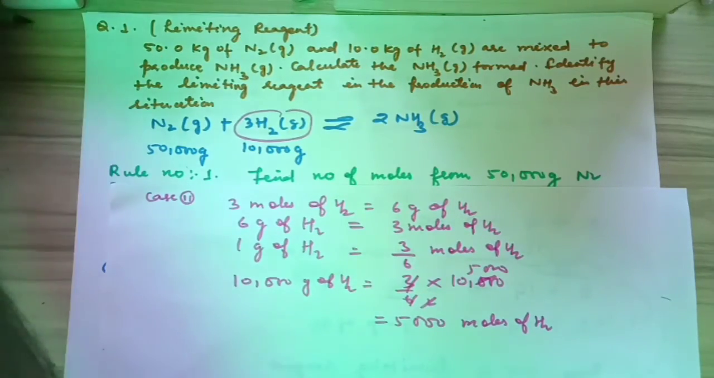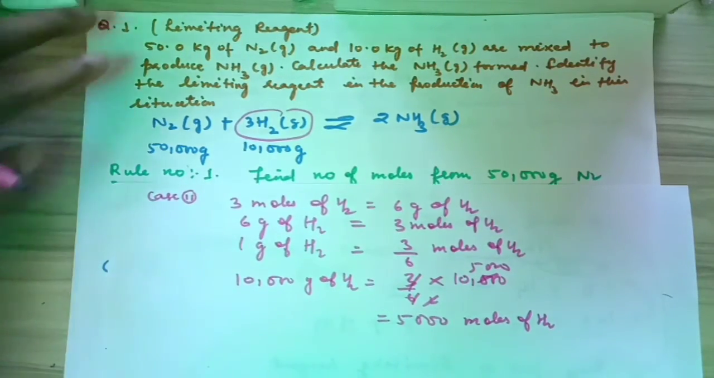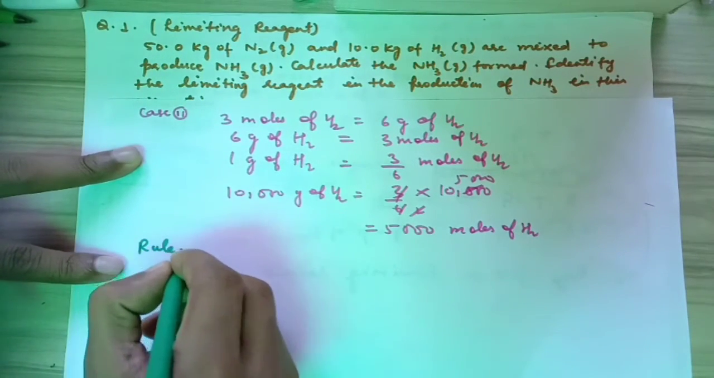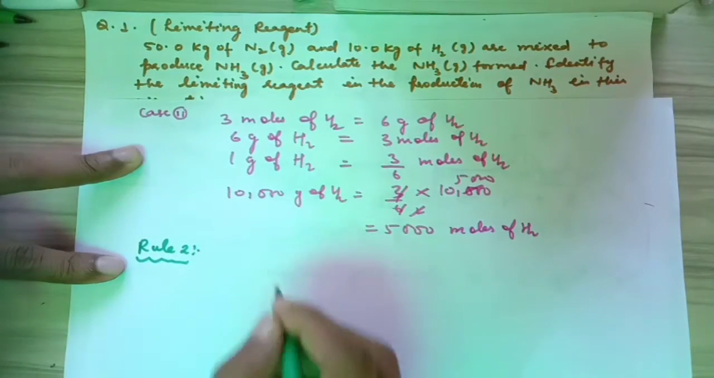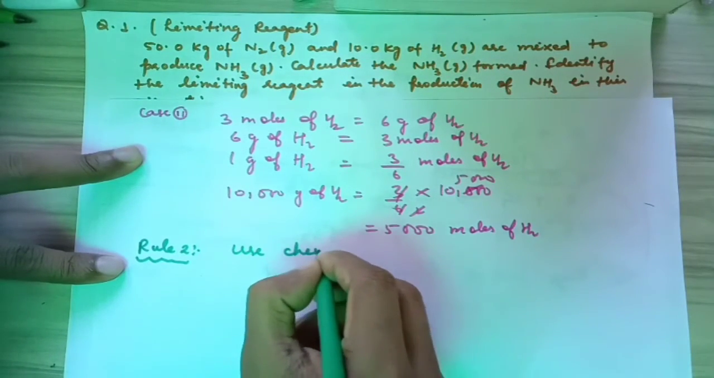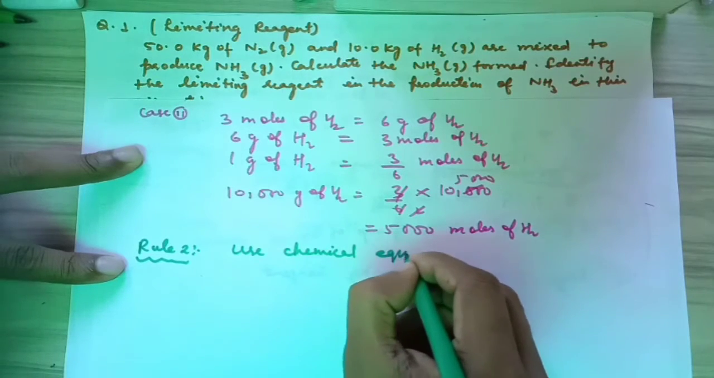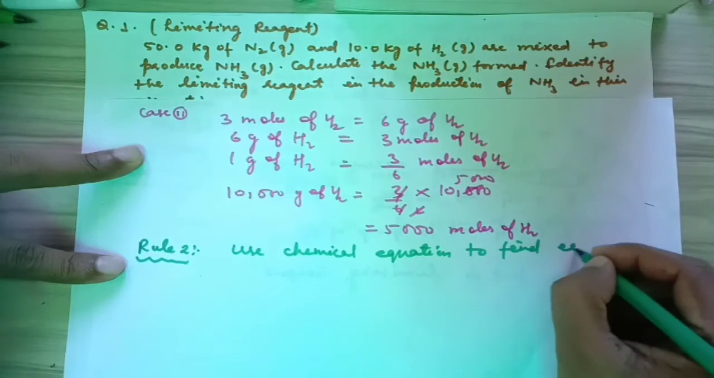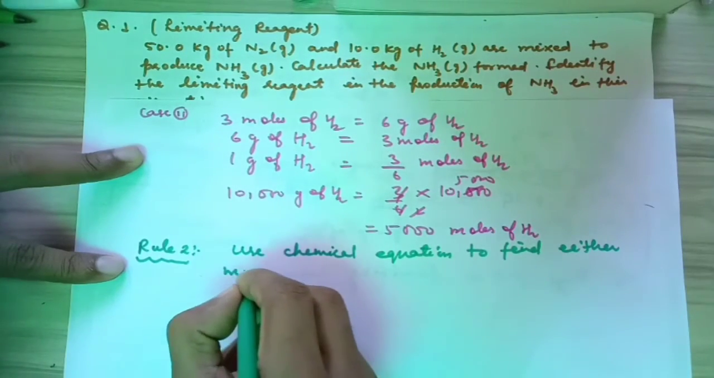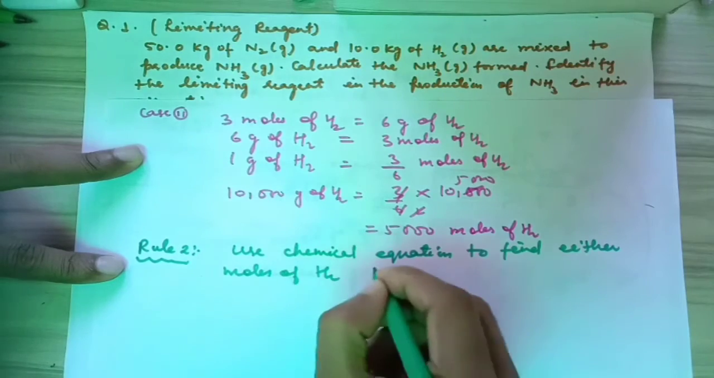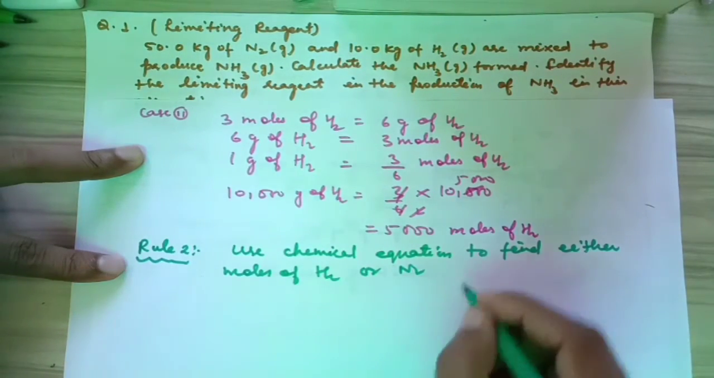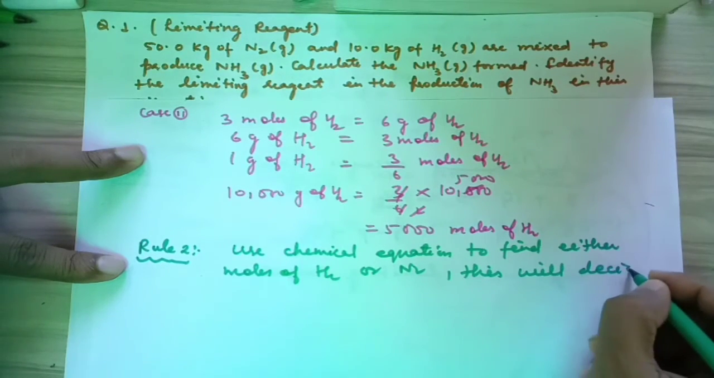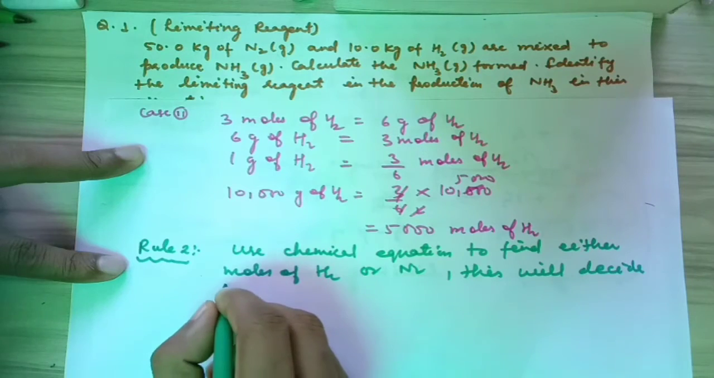Now rule number 2. Now let's use rule number 2. Use the chemical equation to find either moles of H2 or N2, and this will decide the limiting reagent.